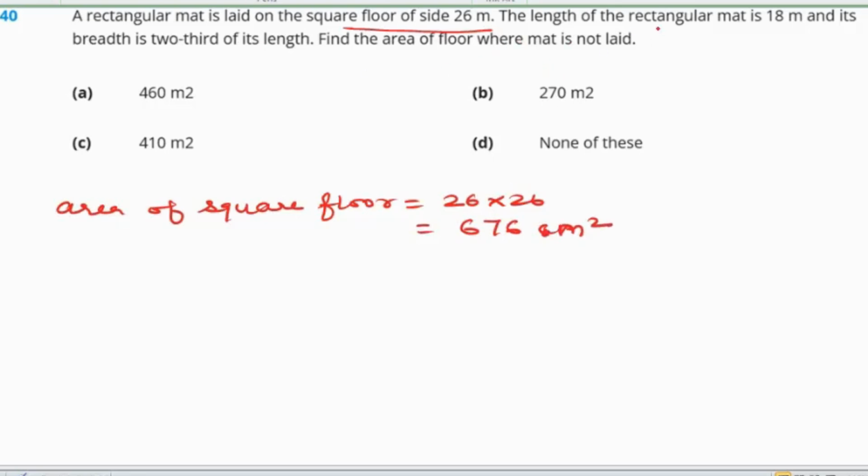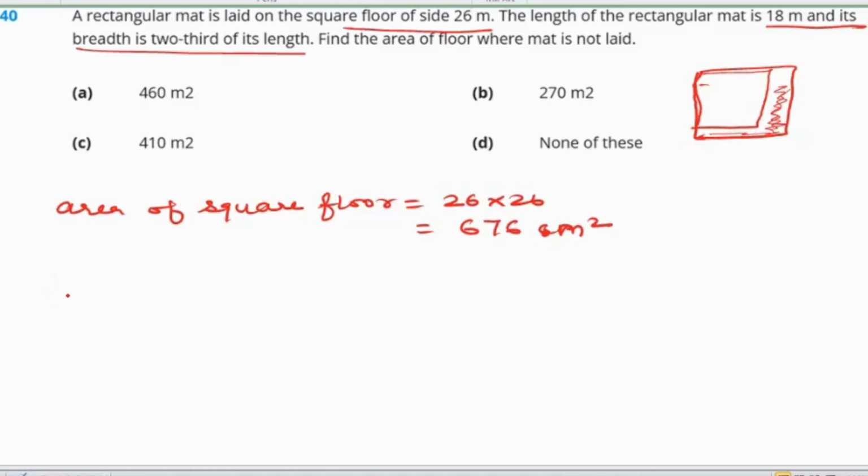Now again the question is saying the length of the rectangular mat is 18 meters and its breadth is 2/3 of the length. Suppose this is a square floor and we are putting the rectangular mat over there. So find the area of the floor where the mat is not laid. Suppose the rectangle is like this. So we need to find the area where the mat is not put. For that, first we need to find the area of the mat.